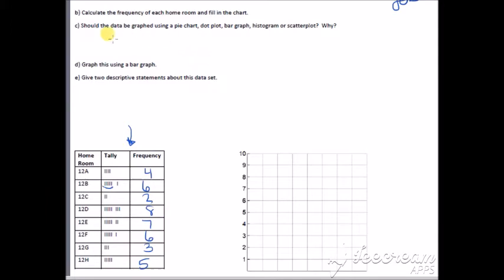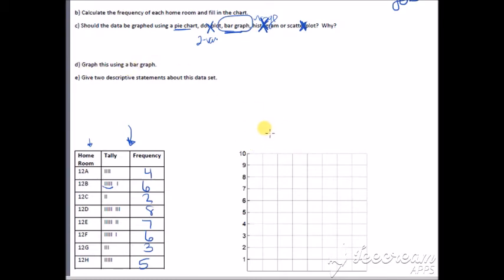Okay, and should the data be graphed using a pie chart, dot plot? Not a dot plot, like a scatter plot, because that's two variable. We're only dealing with one variable. We can do a bar graph, because a histogram is a range, but there's no range on one variable, so we can't do a histogram, and not a scatter plot, which is the same as dot plot. I wouldn't do a pie chart just for grade 12. Let's do the bar graph. Okay, so we're going to graph using a bar graph.